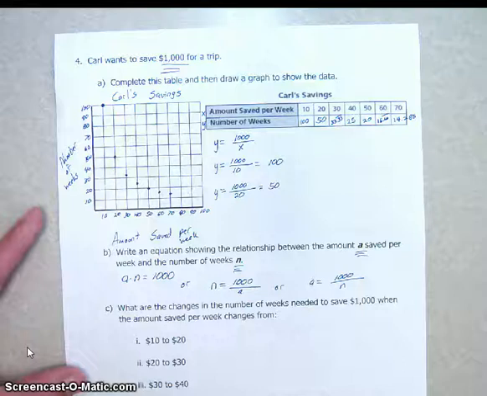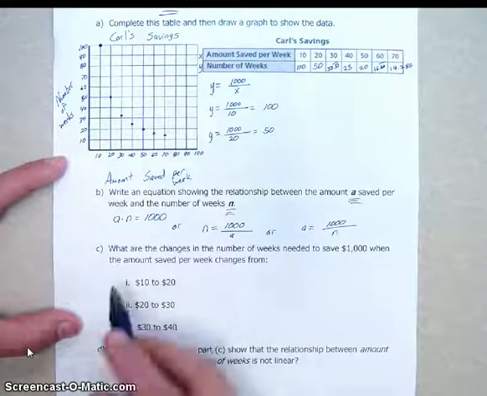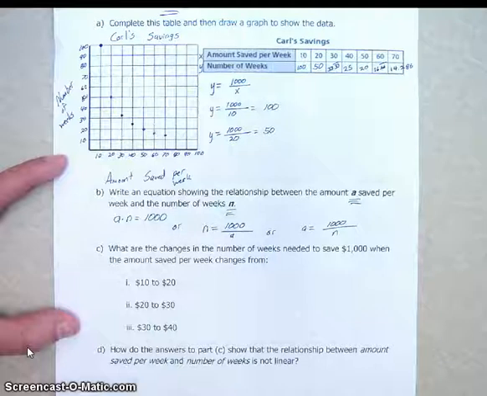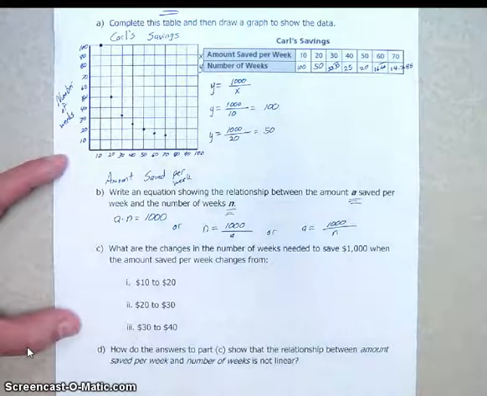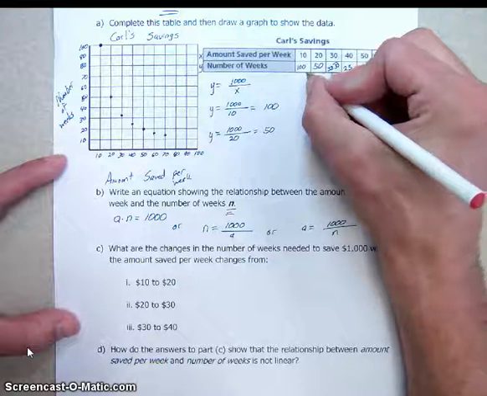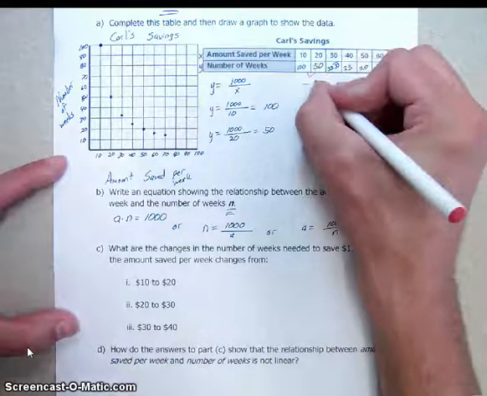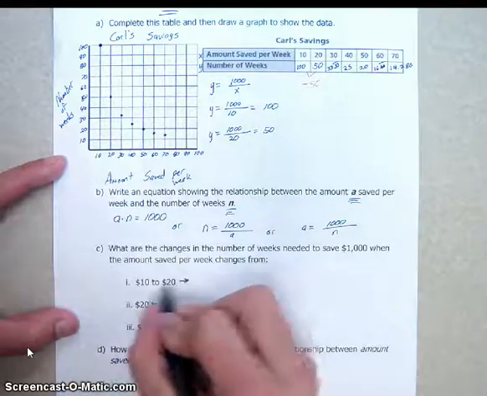Now let's take a look at parts C and D. Part C says, what are the changes in the number of weeks needed to save $1,000 when the amount saved per week changes from 10 to 20, then from 20 to 30, and then finally from 30 to 40? So we need to go back up to our table and see how the number of weeks is changing. From 100 to 50, we went down by 50. So that's what I'm going to write next to from $10 to $20.